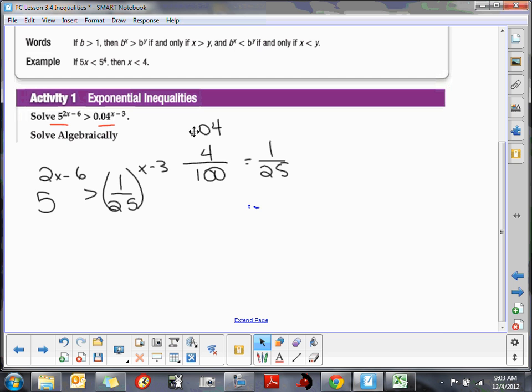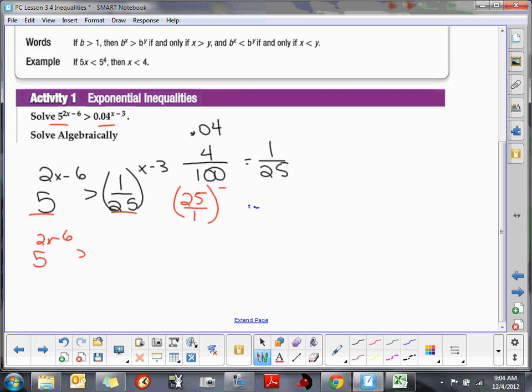Now I want to get a common base, so this 5 and this 25 have a commonality here. It's the base of 5, so it's 2x minus 6, and greater than this 1 over 25. First thing I want to do is flip it. I want to make it a 25 over 1. In order to do that, I have to put a negative exponent, so it's got to be negative x minus 3. The second thing I have to do is represent 25 as 5 squared. So it's 5 squared to the negative x minus 3, which means I can pull the 2 out, and it's going to be 5 raised to the negative 2 times x minus 3.